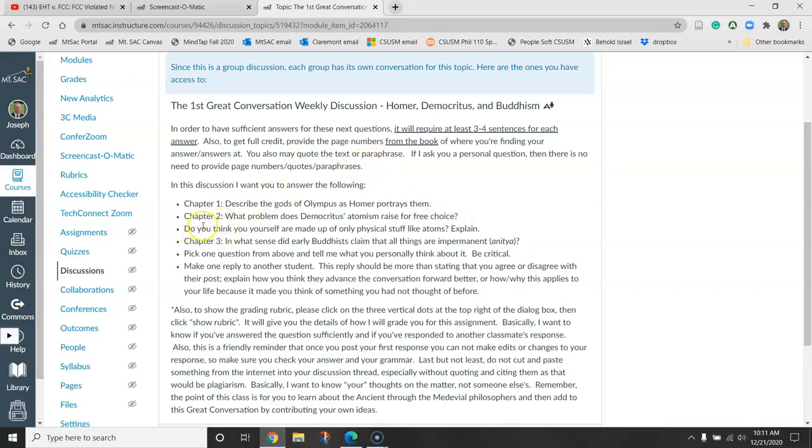This one, do you think? So obviously you don't need to give me page numbers for this because I'm asking you what you think. Are you made up of only physical stuff like atoms? Do you think you are or not? Like, do you agree with Democritus in his view on atomism or not? Explain. Chapter 3.